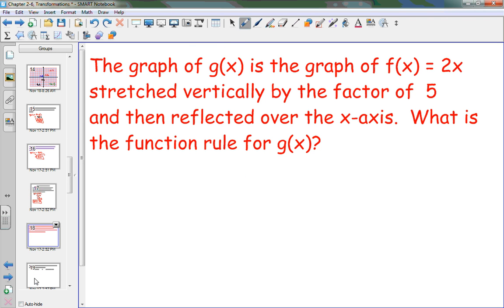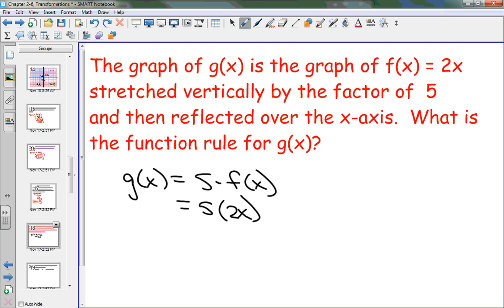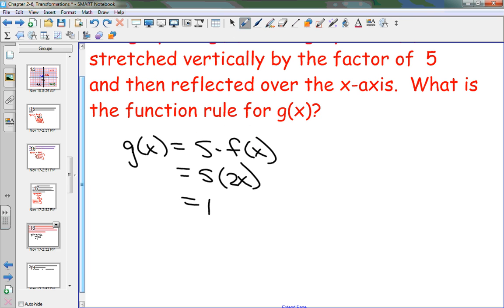The graph of g of x is the graph of f of x equals 2x stretched vertically by the factor of 5. What in the world does that mean? This means that g of x is going to be equal to 5 times f of x. Well, what's f of x? 2x. So what's 5 times 2x? So I have 10x. And then what does it say to do?